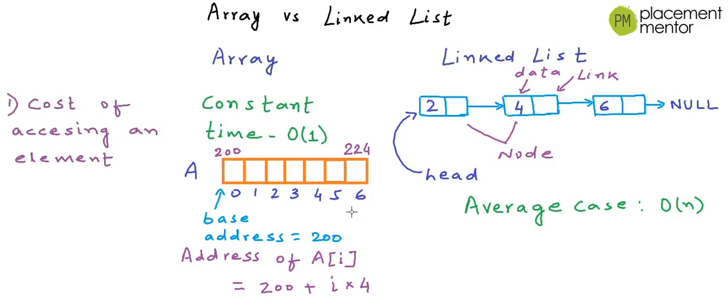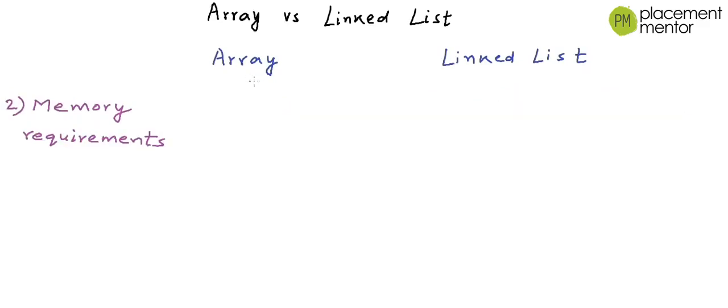Now the second parameter that we want to talk about is memory requirement or memory usage. With an array, we need to know the size of the array before creating it, because array is created as one contiguous block of memory. So array is of fixed size. What we typically do is we create a large enough array, and some part of the array stores our list and some part of the array is vacant or empty, so that we can add more elements in the list.